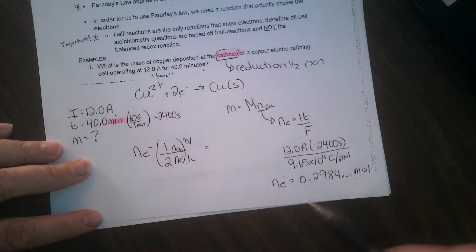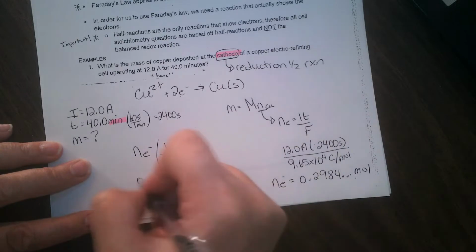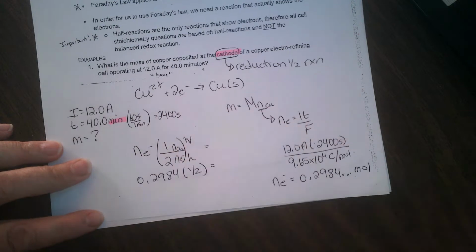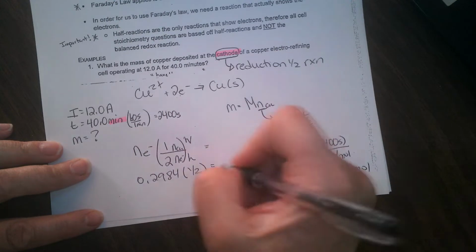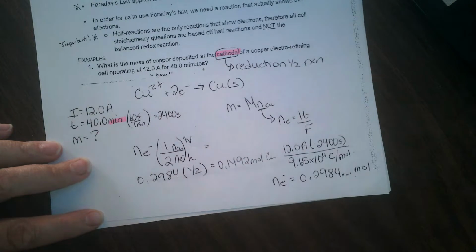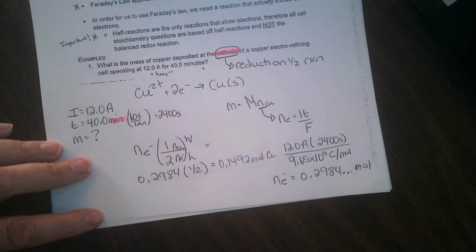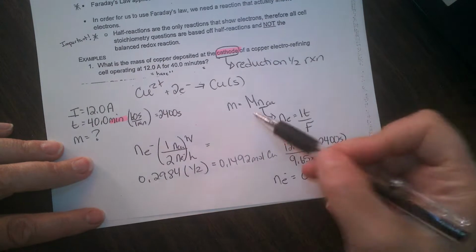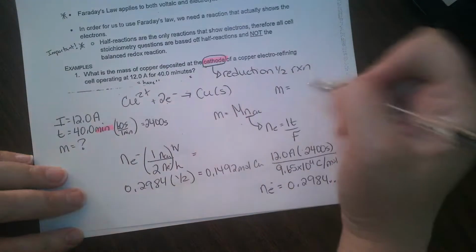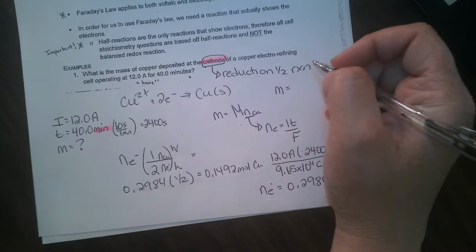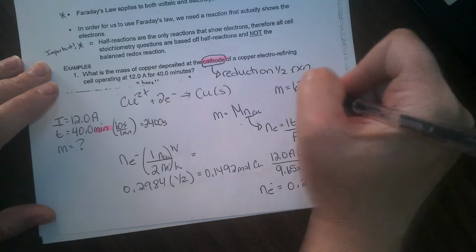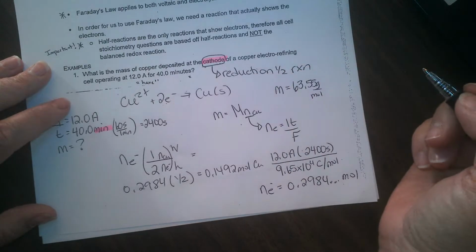And if I multiply 0.2984 by a half, I'm going to get what? 0.149223797. Okay, so there's 0.1492 moles of copper. Perfect. Now I can go back and solve for my mass, because mass is going to be equal to the molar mass of copper, which is 63.55 grams per mole. Where do you find that information?